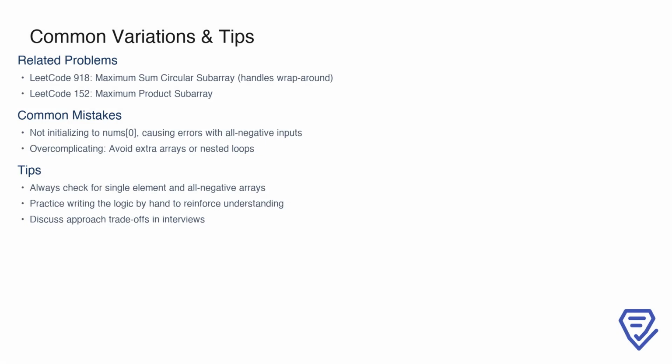LeetCode problem number 53 serves as the basis for many related questions. For example, LeetCode 918 asks about the maximum subarray sum in a circular array, where wrapping is allowed, and LeetCode 152 involves products instead of sums. In practice, one common bug is initializing the algorithm with 0 instead of the first element, leading to incorrect answers with all negative input arrays.